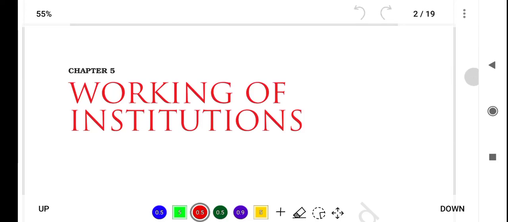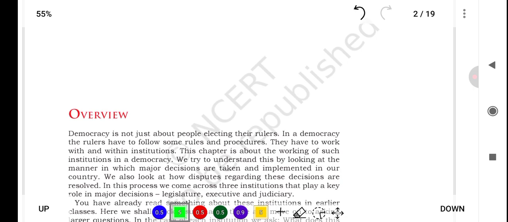So today we'll be heading on with chapter 5 of 9th class NCERT, that is Polity NCERT especially. So let's have an overview of this chapter.